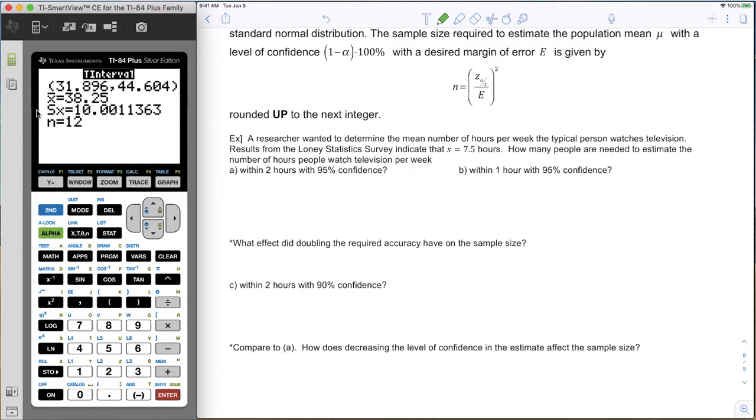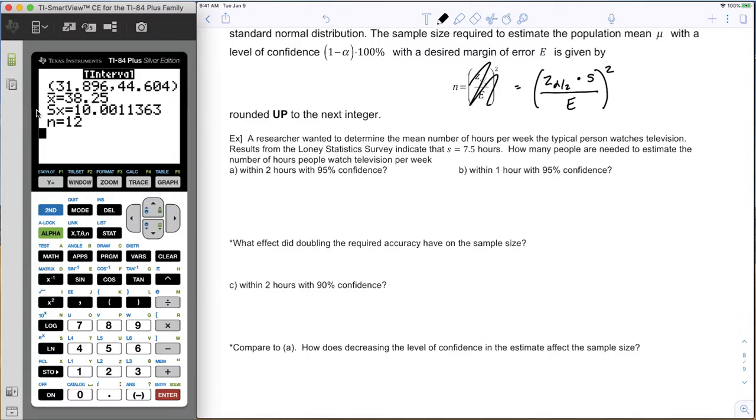Actually, now that I'm looking at this, the formula is missing something. So let me go ahead and change that, and then I'll change that in my notes. Change this to, it should be the critical value times S over E. So you do need an estimate of S, which is the sample standard deviation. Okay, so sorry about that. I will try and fix that in the notes.